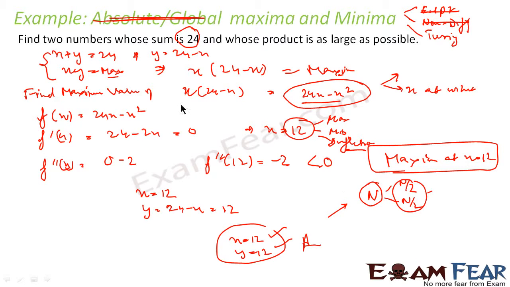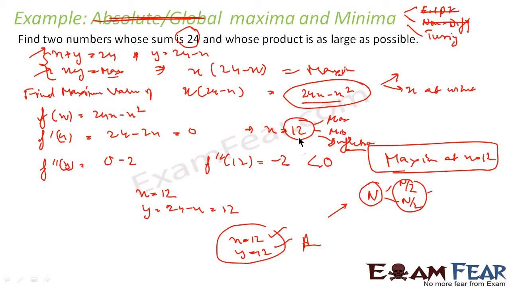How did we find this? We converted this statement into a mathematical representation: x plus y is equal to 24, where x and y are two numbers and xy is maximum. Instead of y, I wrote it in terms of x. I got an equation and I wanted to find the value of x for which this equation is maximum. I got the value of x.